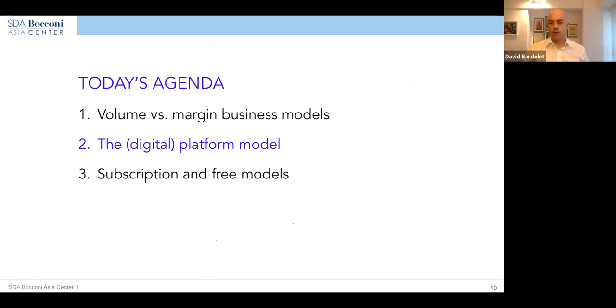What is a platform model? Does anybody have a quick and intuitive description, your own description, of what a platform business model or a digital platform business model is? Not so much an example, but a description, right? So you said online model. Not all online models are a platform. Not all e-commerce is a platform. In fact, most of e-commerce is not a platform.